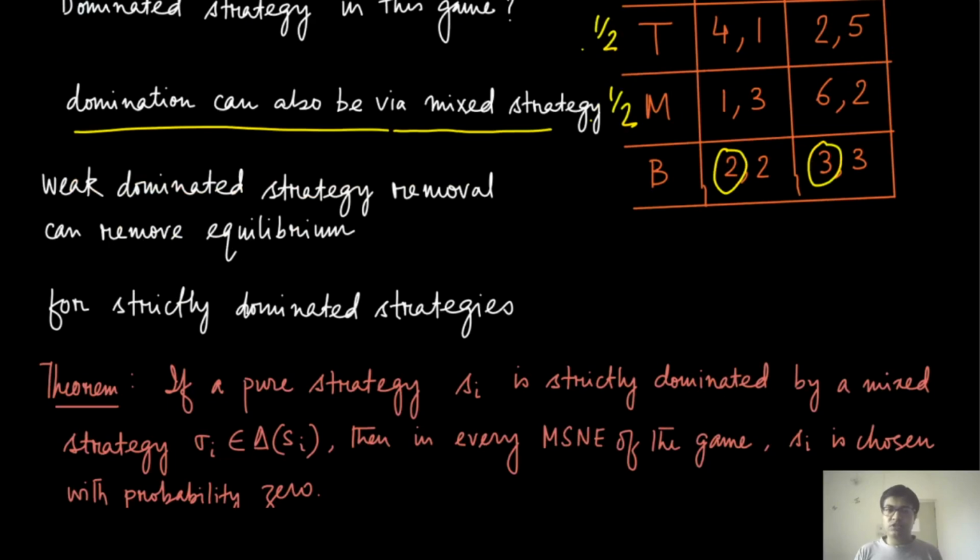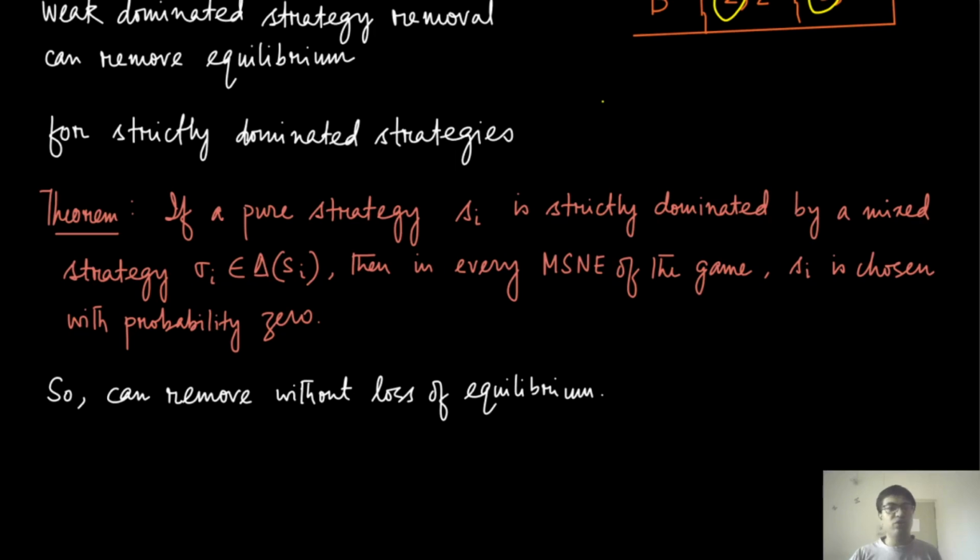But when we are removing strictly dominated strategies, we have a theorem, and I'm not going to prove this theorem. The proof is available in the book. But the final observation from this theorem is important: if you have a pure strategy s_i that is strictly dominated by a mixed strategy sigma_i, then in every mixed strategy Nash equilibrium of that game, s_i is chosen with probability 0. So there is no harm if you remove that strategy from the strategy set of player i.